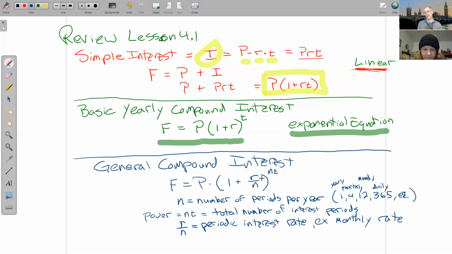Usually R is an annual rate. Remember we had the idea of APR. That's what our R is. That means annual.